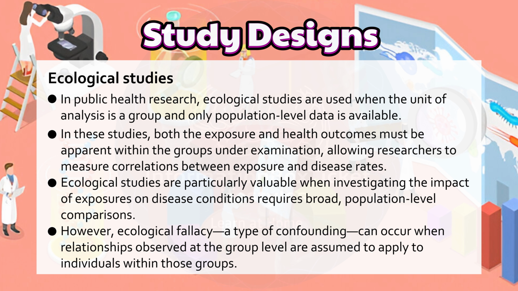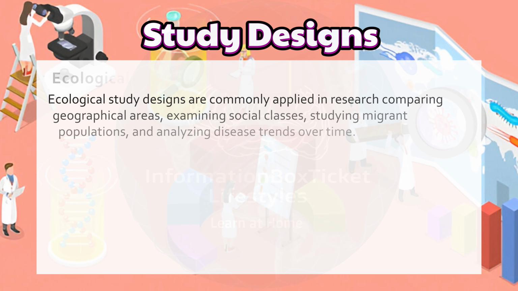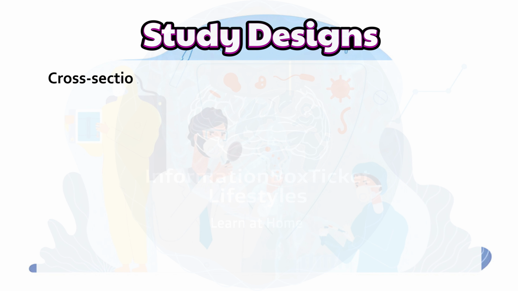However, ecological fallacy, a type of confounding, can occur when relationships observed at the group level are assumed to apply to individuals within those groups. Ecological study designs are commonly applied in research comparing geographical areas, examining social classes, studying migrant populations, and analyzing disease trends over time. Cross-sectional studies.